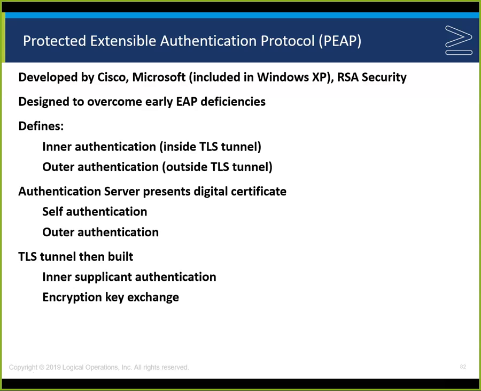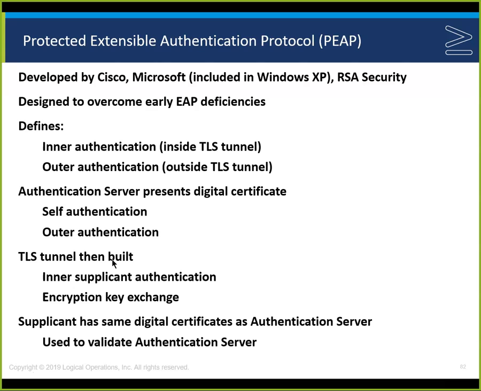All of the passing back and forth, we're going to use the negotiating as to which encryption protocols, which hashing protocols, all of those things, and the key exchange is all going to be done within the first tunnel. Once that happens, when we get the final tunnel, we're going to send the encrypted data through it. We're going to do all of the data exchanges there. The supplicant has the same digital certificates as the authentication server.